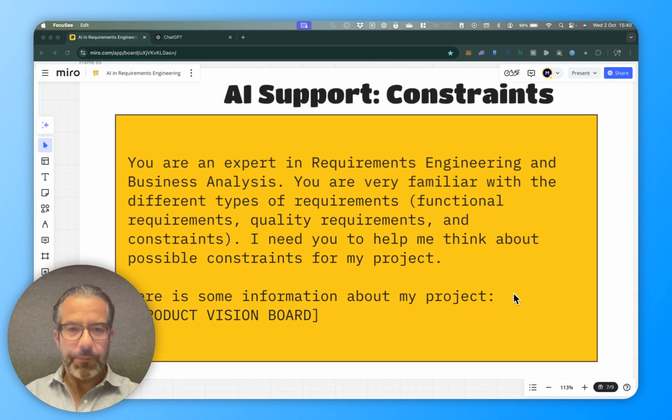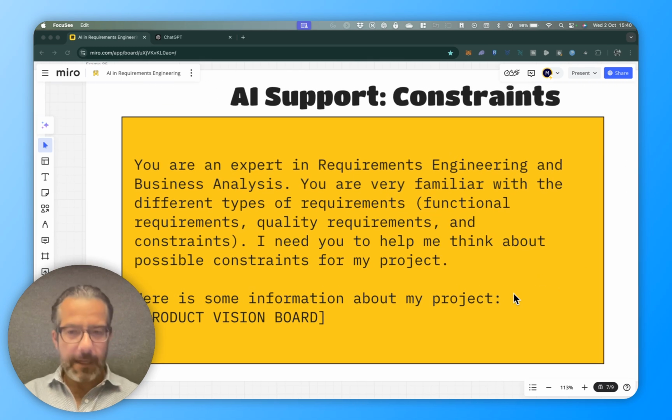So I prepared a little prompt for you today. Basically, I'm assigning the AI a specific role as a requirements engineering expert and also an expert in business analysis. And I tell it one more time that you are very familiar with the different types of requirements that I just told you about a minute ago. And I tell it that I need help to think about possible constraints for my project.